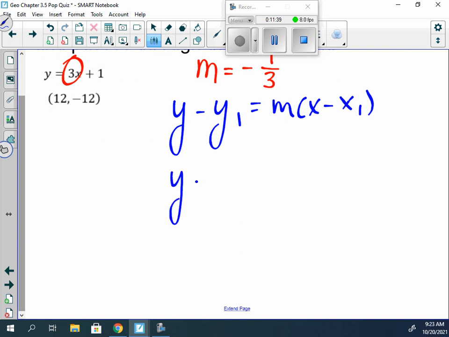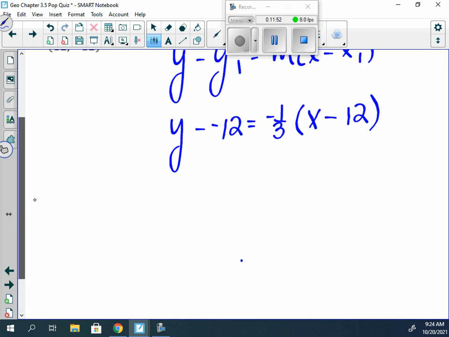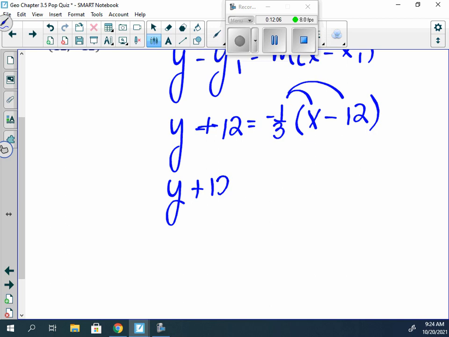Now we just plug it in. Y minus negative 12 equals negative 1/3 times x minus 12. Well, here the negative and negative make a positive. Here we can distribute the negative 1/3. Negative 1/3 times x is negative 1/3 x. Negative 1/3 times negative 12. Negative and negative make a positive.